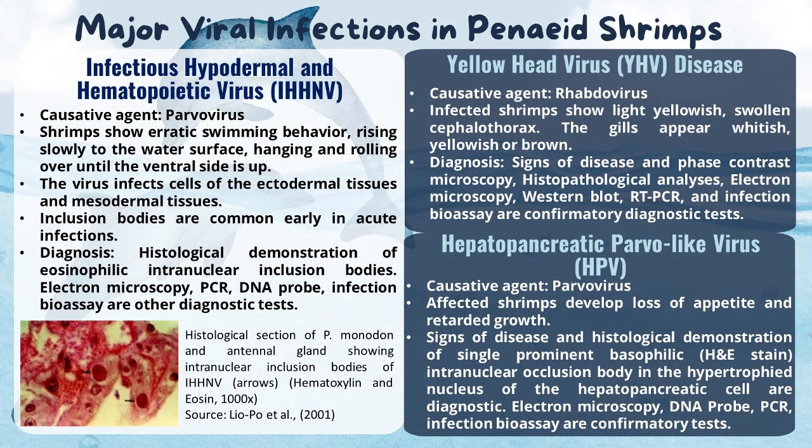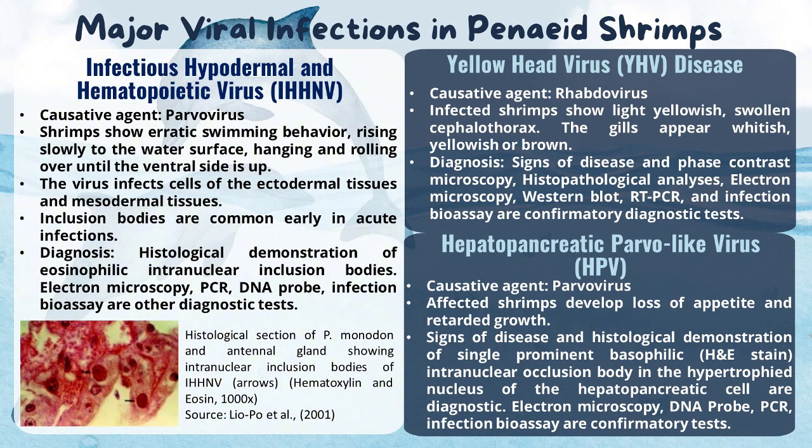Next is the infectious hypodermal and hematopoietic necrosis virus, or IHHNV. Parvovirus is the causative agent of this disease. This viral infection affects post larvae, juveniles, and adults of Penaeus monodon, Penaeus stylirostris, Penaeus vannamei, Penaeus semisulcatus, Penaeus schmitti, Penaeus setiferus, Penaeus aztecus, Penaeus duorarum, Penaeus californiensis, and Penaeus japonicus.